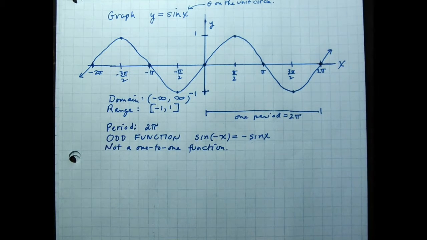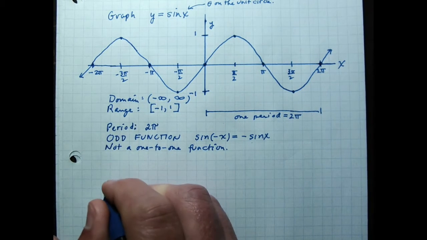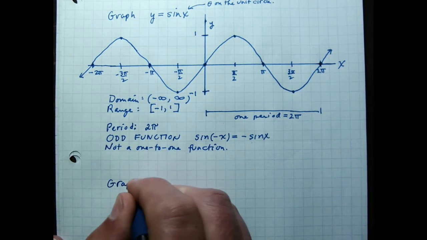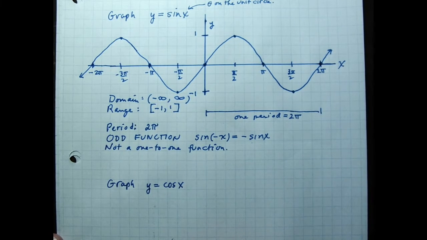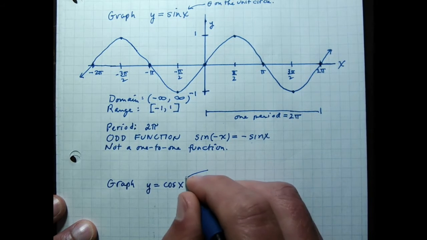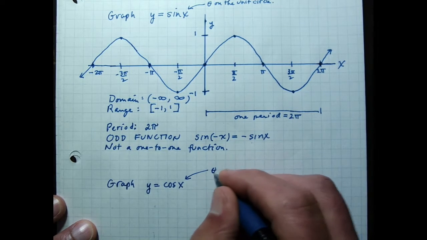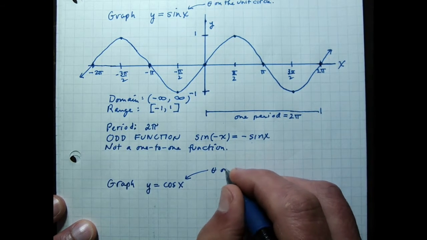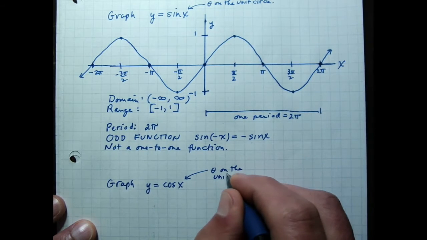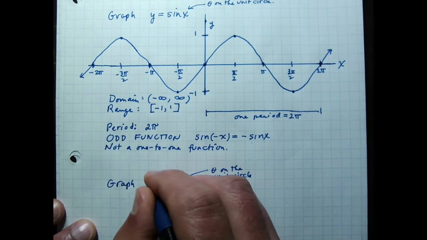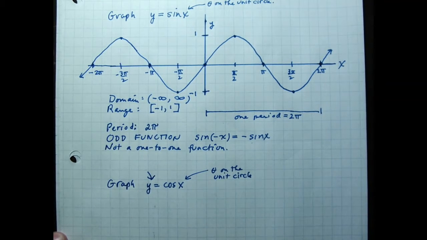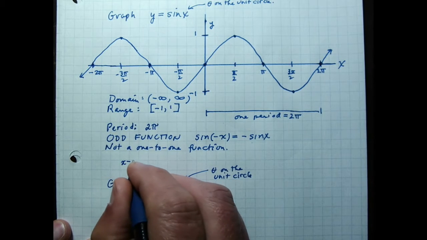Now let's do a graph of cosine. So you also have to be able to generate the cosine graph from memory. Notice that what we're calling x here is, just like with sine, theta on the unit circle. And what's weird about the graph right now, we'll get used to it, is the y-coordinates here were x-coordinates on the unit circle.